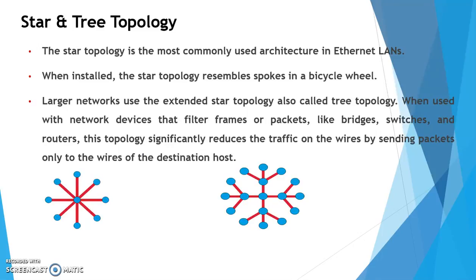Star and tree topology. The star topology is a commonly used architecture in Ethernet LANs. When installed, the star topology resembles spokes in a bicycle wheel. Larger networks use the extended star topology, which is called tree topology. When used with network devices that filter frames or packets, like bridges, switches and routers, this topology significantly reduces the traffic on the wires by sending packets only to the wires of the destination host. The diagram shows the tree topology and the star topology.